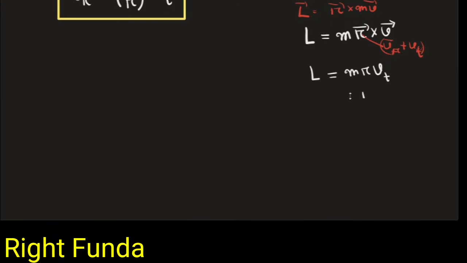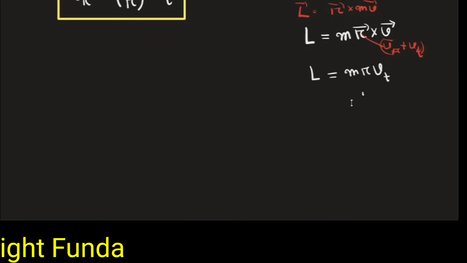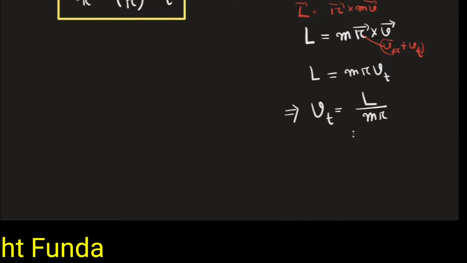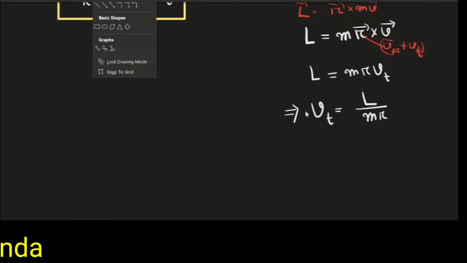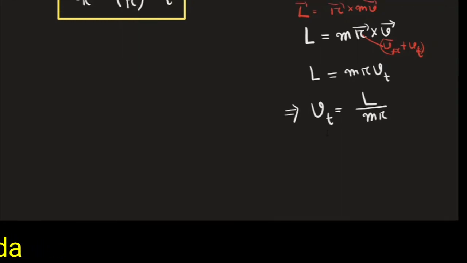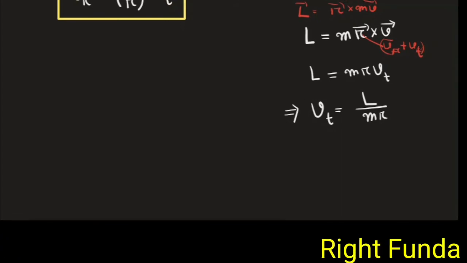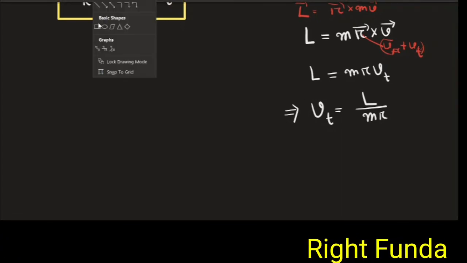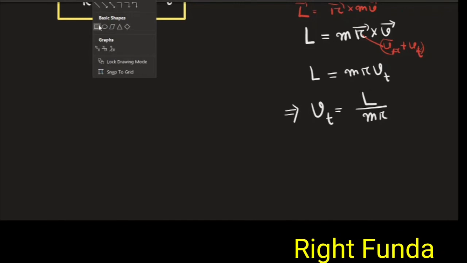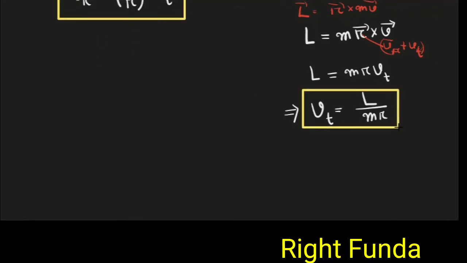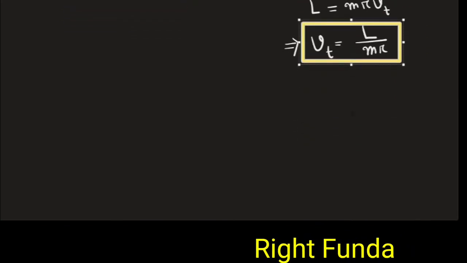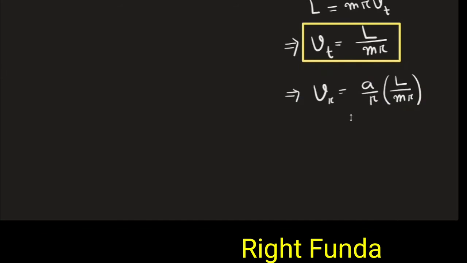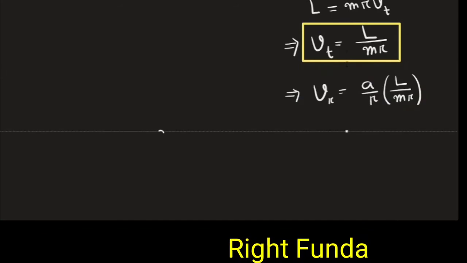So L is equal to M V R V T. From this I can get the tangential component of velocity, which is equal to L by M R. Okay. So once I get the tangential component of velocity, I can also obtain the radial component of velocity, because we have obtained this relation. Substituting this, I get the radial component velocity to be equal to this, A by R multiplied.